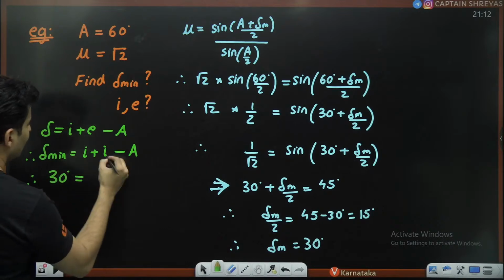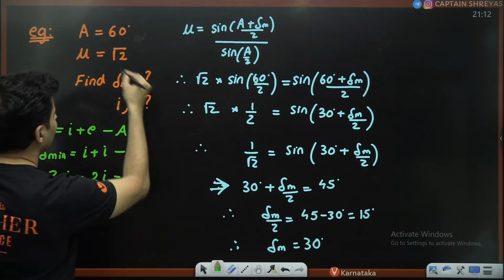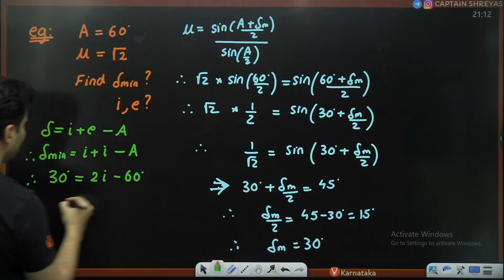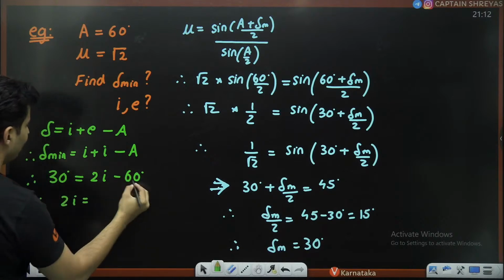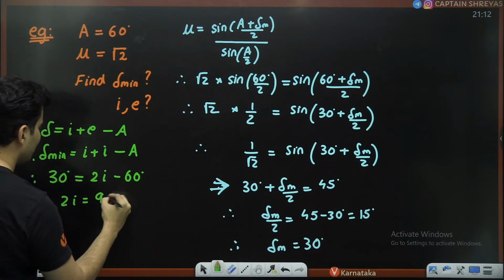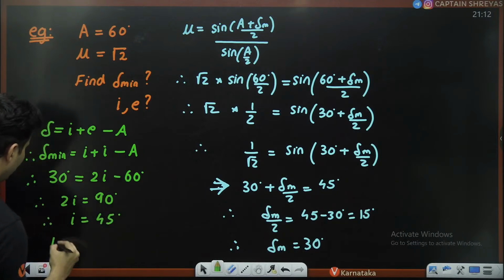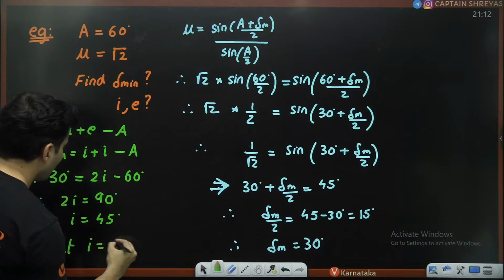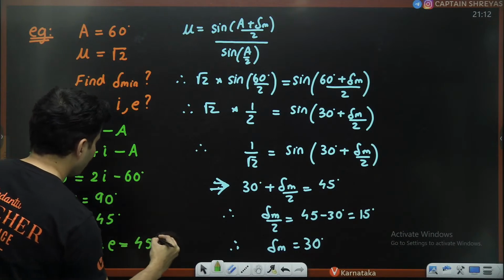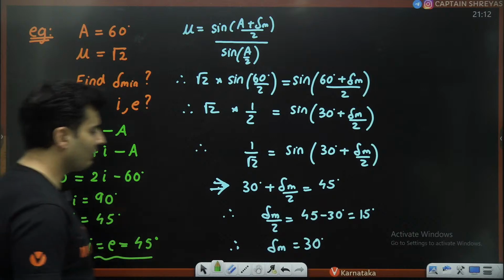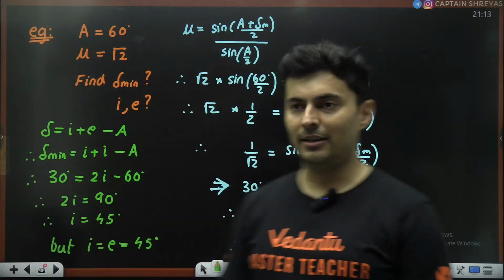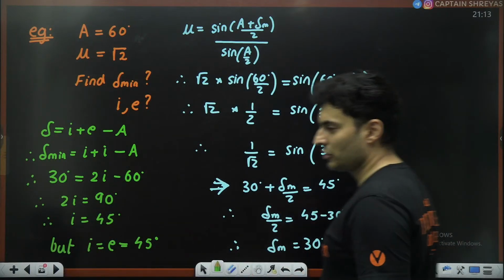degrees, which is equal to I plus I, meaning 2I, minus the angle of the prism, which is 60 degrees. So therefore 2I will be nothing but 30 plus 60, which is 90 degrees. Therefore incident angle is 45 degrees. But remember, I is equal to E, so both will be equal to 45 degrees. So we have got that answer as well. That's how you solve these questions.